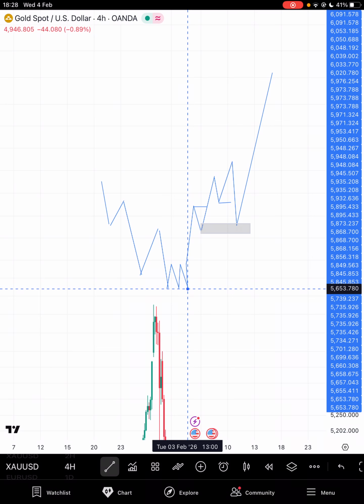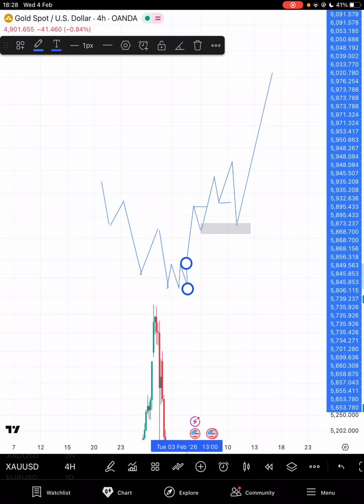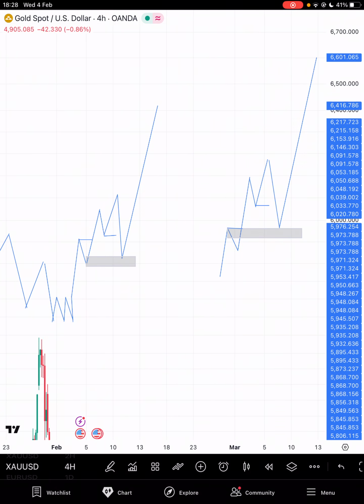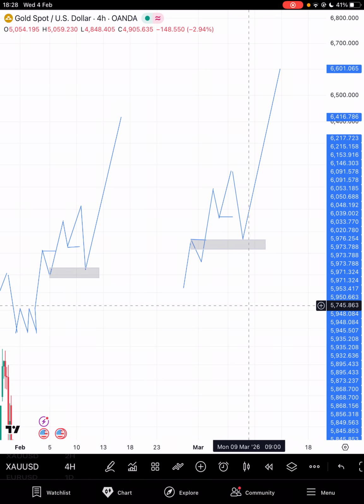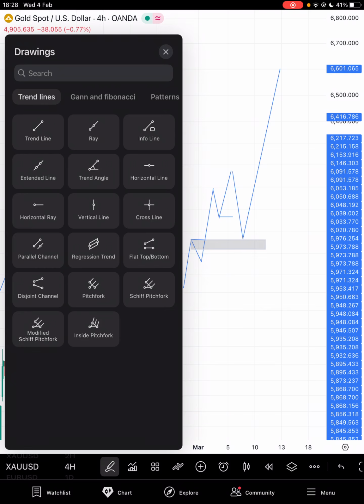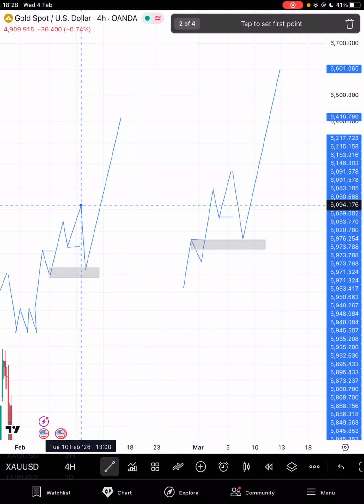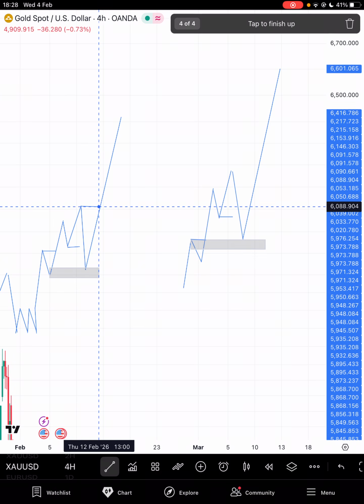Okay, I just want to show that order block entries are mostly entries for reversals, then breaker block entries are mostly entries for continuations. From here, what are you going to see? We have a break of structure to the upside.